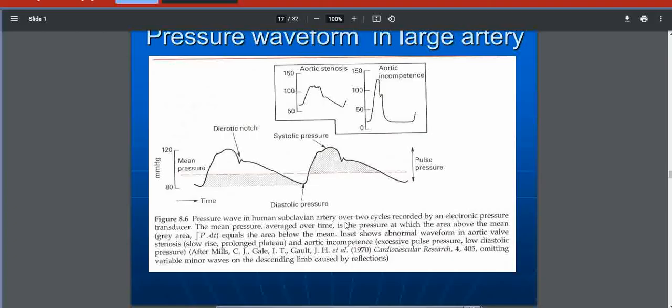Pressure wave in the human subclavian artery over 2 cycles recorded by an electronic pressure transducer, and the mean pressure averaged over time is the pressure at which the area above the mean equals the area below the mean. The insert shows abnormal waveforms in aortic valve stenosis, that is the narrowing of the aortic valve, and aortic incompetence, that is a malfunctioning of the aortic valve. When they present, we will have variable minor waves on the descending limb caused by reflection due to the associated condition.